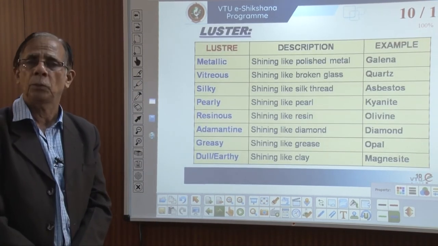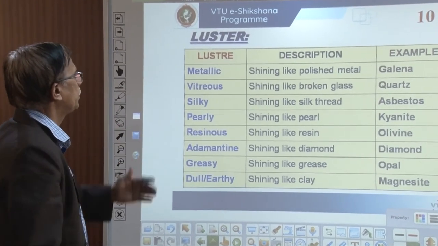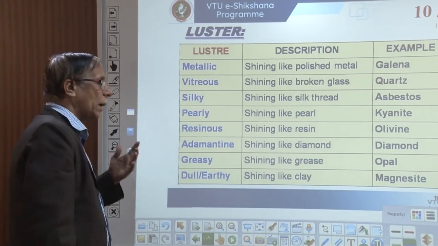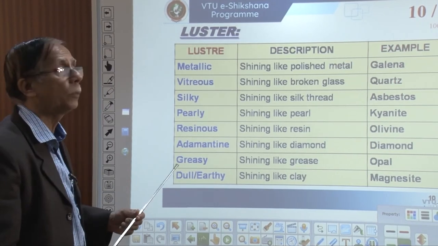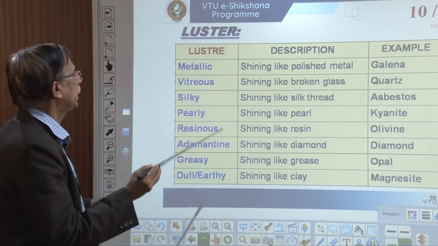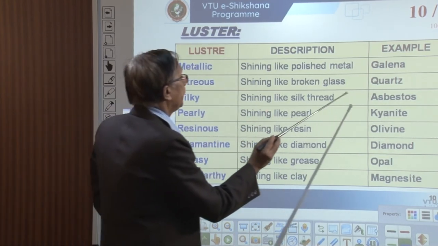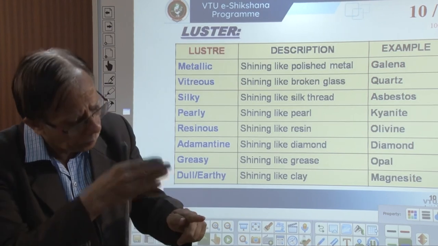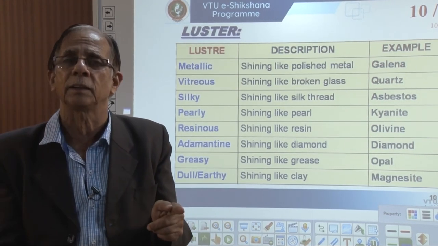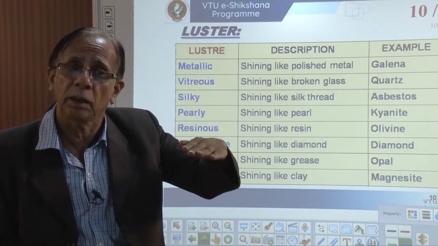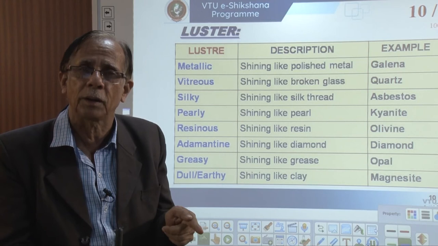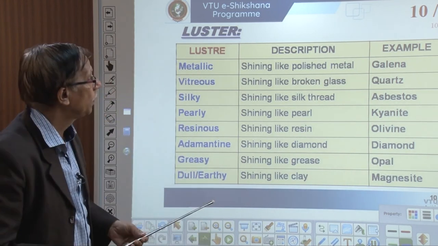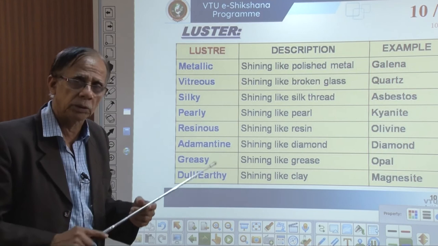Yes, luster we have mentioned, different shining properties. So metallic luster we call, like polished metal, they shine. Galena, pyrite, etc. are some minerals which have this kind of shining, we call metallic luster. Vitreous luster is quartz. For example, what is vitreous? You take a glass, break it, see how the edge of the glass shines. Glass is colorless, but if you see the edge, they exhibit some color. We can say it is a vitreous luster. People also often call it a glassy luster.